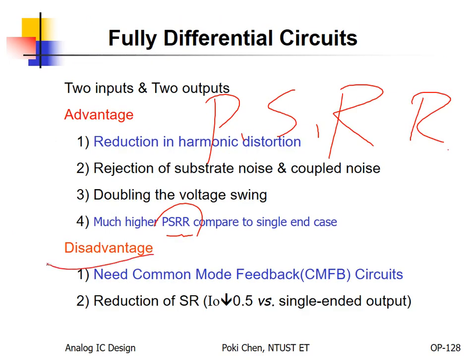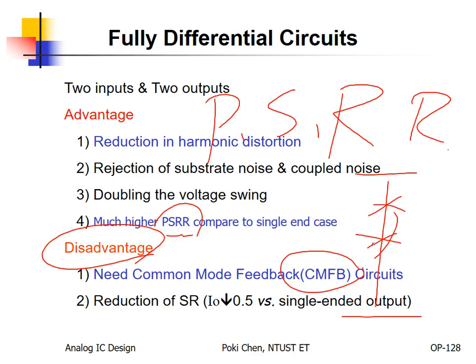But what is the bad? It's fully differential. According to process variation, I told you already, we need the help of a common mode feedback circuit. Otherwise, according to process variation, the output common mode voltage won't stay here. 50% to be higher, 50% to be lower. Then the output swing will be reduced substantially. How to push the output common mode voltage back to the middle? That is the major job for CMFB.